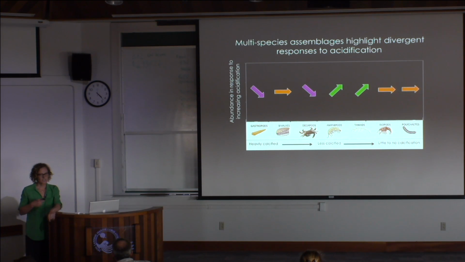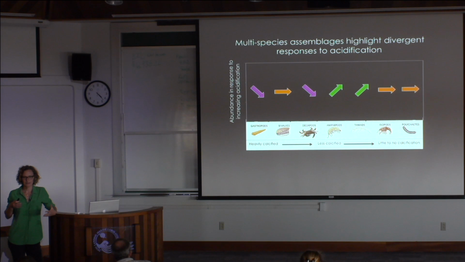So what this suggests is the kind of variability that we're seeing in lab experiments is likely to be more pronounced in multi-species assemblages when they start interacting with each other. So we are likely to see compensation with some of the more tolerant species, and then some of them that we think may be resilient might not actually do so well when they're in an environment and reliant on other species or food sources that are impacted by acidification.